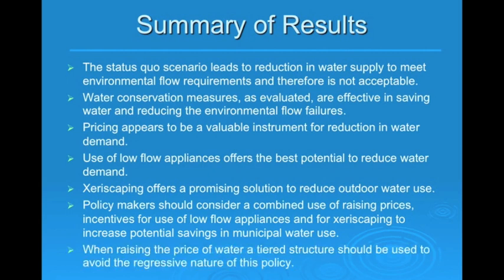Now, one of the things that we were able to see is that the pricing policy has a pretty dramatic impact on water use. It's probably best to implement it in a tiered structure, meaning that you price different uses of water differently. So water for outdoor use, for example, could be priced somewhat higher, and that would have a bigger impact. We saw that xeriscaping didn't have a whole lot of impact when priced the same, but if it's priced differently, it might have a larger impact.